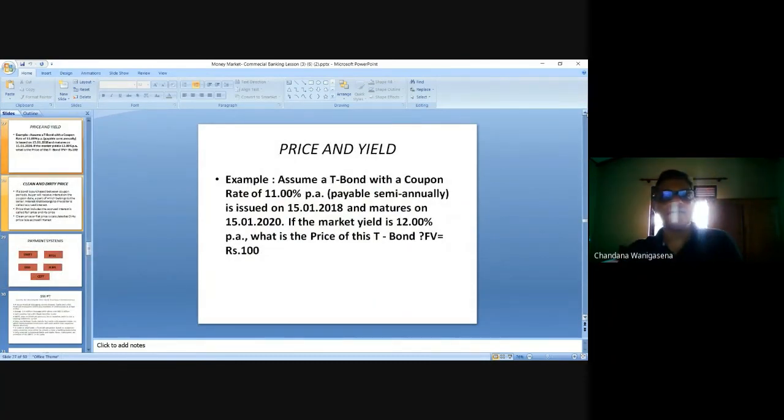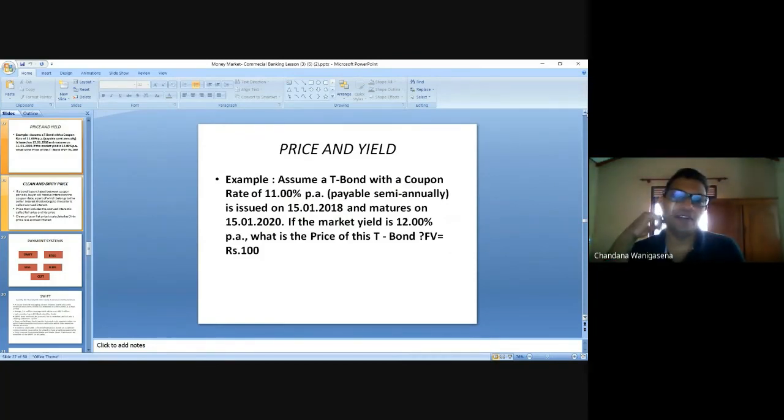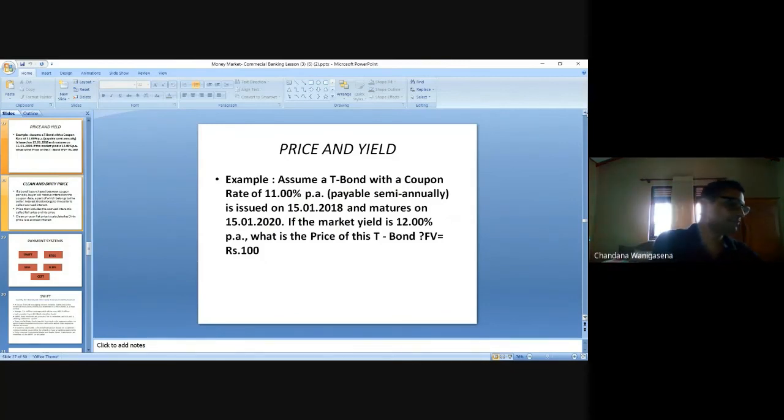Example: assume a treasury bond with a coupon rate of 11% per annum, payable semi-annually. Every 6 months the coupon is paid. So what is the coupon that you are getting every 6 months? What is the amount? 5.5, right?